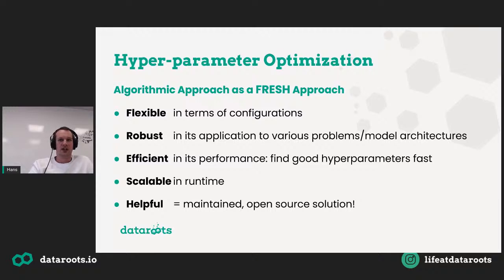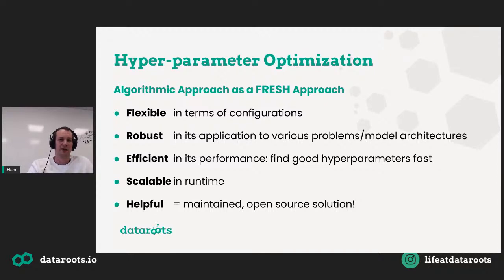It is robust in its application to various problems and model architectures, so it should work for tree learners, random forests. It should also work for neural networks. It should work for a mere nearest neighbor algorithm. Whatever, it should be robust and applicable to various problems.